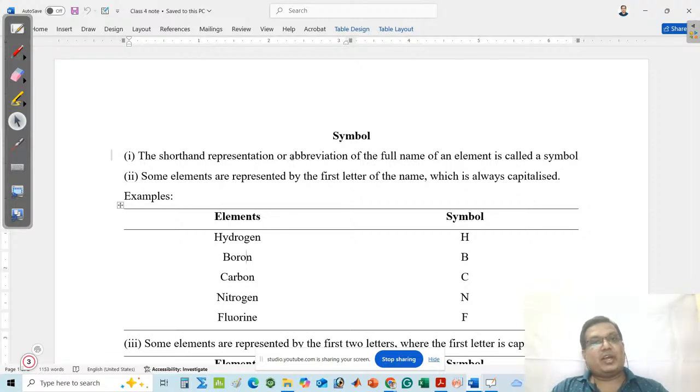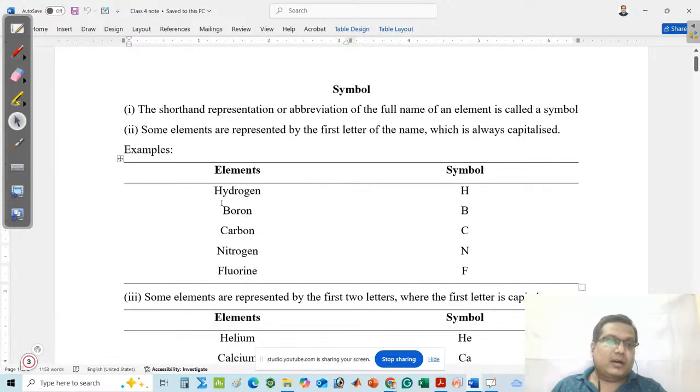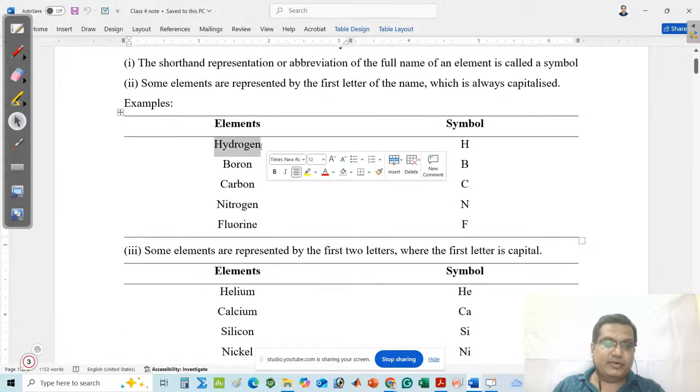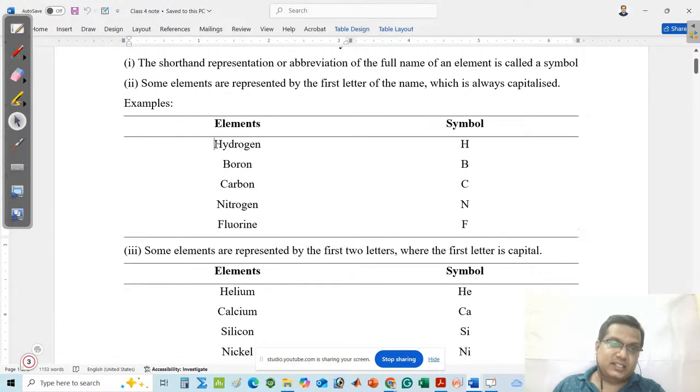There are certain ways of writing the symbol of an element. At first, I will discuss the first point. Some elements are represented by the first letter of the name, which is always capitalized. That means the letter must be capital. Take examples. Here, the element is hydrogen. The first letter is H. So, the symbol of hydrogen is H, and the H must be written in capital form.